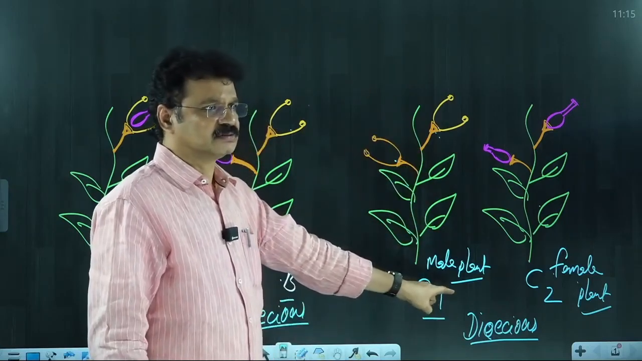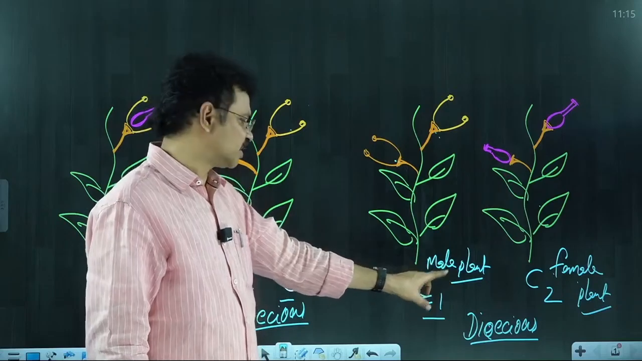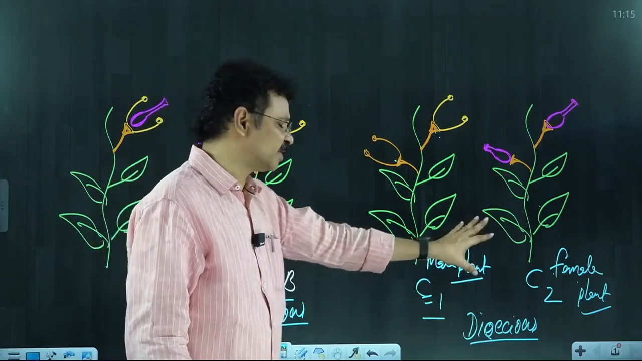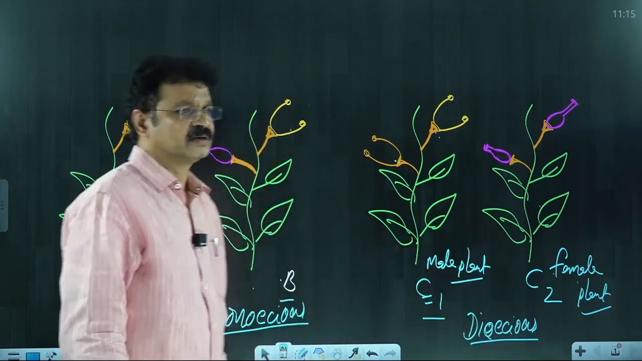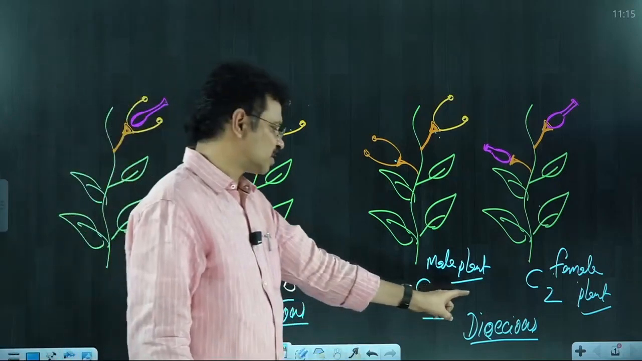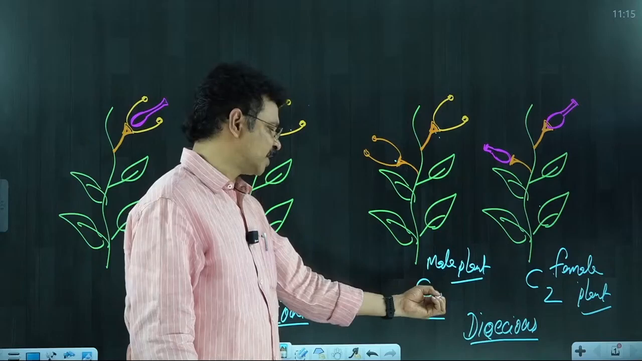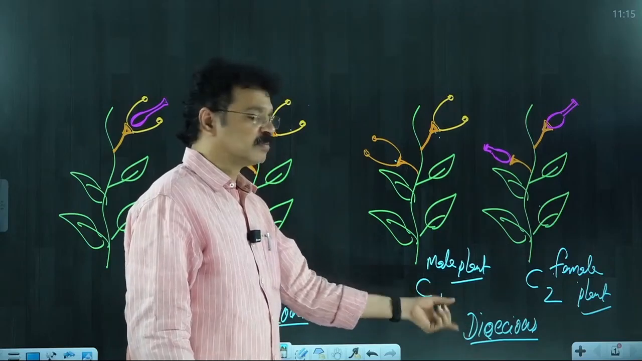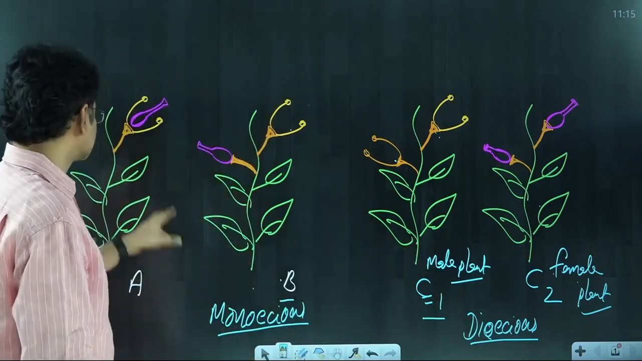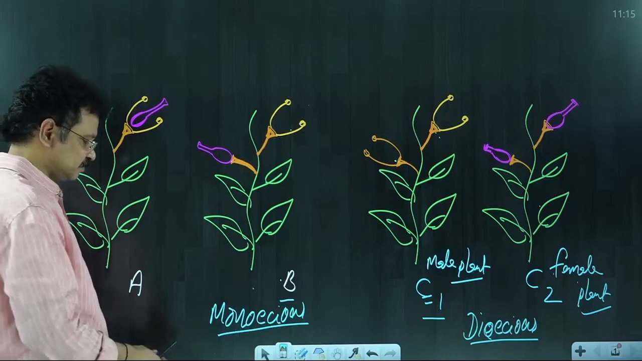The dioecious condition is very rare in plants, but it is the most common in animals and human beings. Most of the animals are dioecious, but most of the plants are monoecious or possess bisexual flowers.